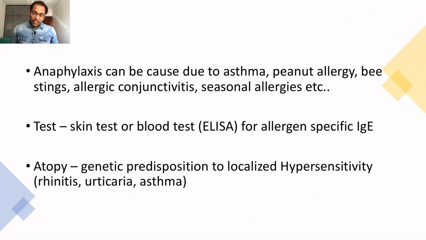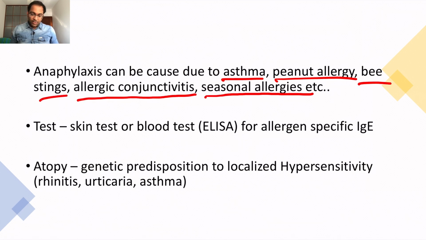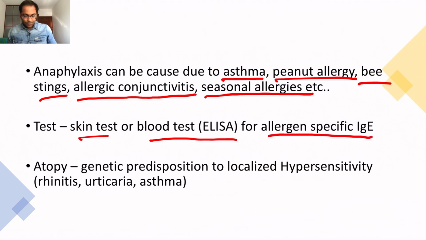So anaphylaxis can be caused due to asthma, peanut allergy, bee sting, allergic conjunctivitis, and seasonal allergies. Now the test that we can use is basically a skin test, or we can use a blood test, ELISA, for allergen specific IgE. Now in a summary, I would like to say that in type 1 hypersensitivity reaction, you have to remember about the mast cells, you have to remember about the IgE, you have to also remember how they interact and what is the resulting substance that is secreted. So I hope you guys understood type 1 hypersensitivity reaction.